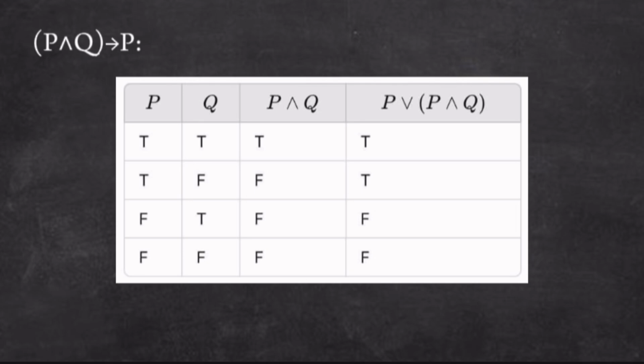P is false. So the statement P and Q is false. And the implication still holds true by the same logic in row 2. The fourth row shows that both P and Q are false. In this case, you are neither invited nor prepared.